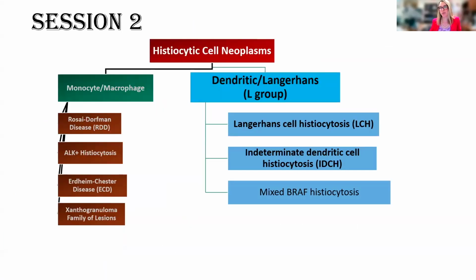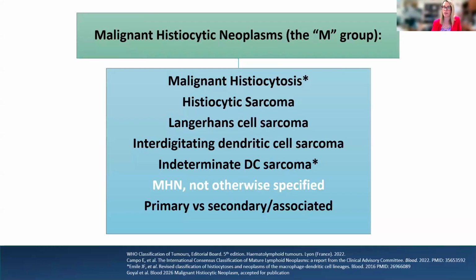So in this whirlwind, we are going to step in now to the L and M group that was previously discussed. And within that group, we'll touch on a few cases highlighting the spectrum of LCH, indeterminate cell histiocytosis, and some new ideas, especially in pediatric cases of maybe this mixed BRAF histiocytosis. And then we'll round out this newer terminology of the alphabet soup of the M group lesions.